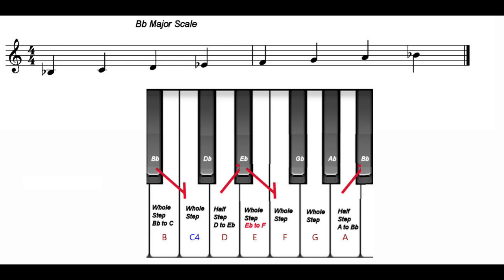Then a whole step, E flat to F. There is no black key between E and F. That's because from E to F is just a half step. Same thing with B to C. F to G is another whole step, then G to A. Now we need a half step to complete the pattern, and a half step above A is B flat.